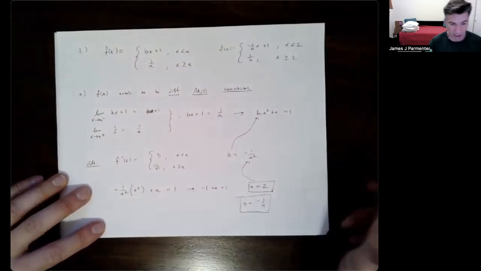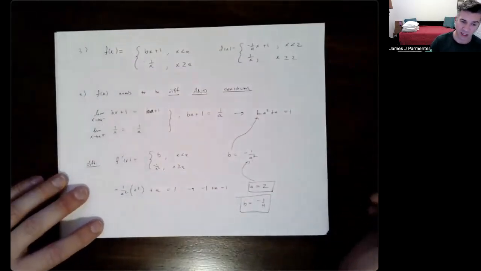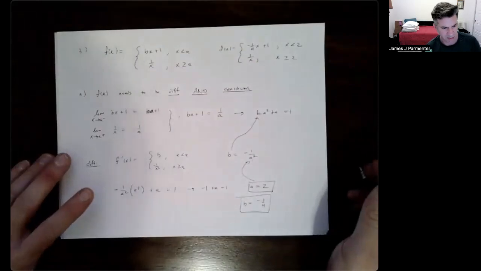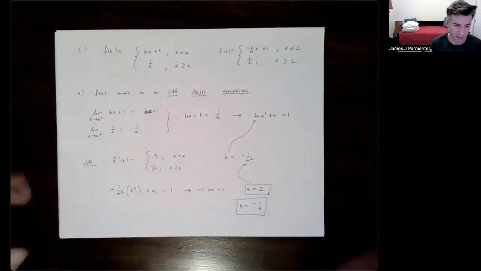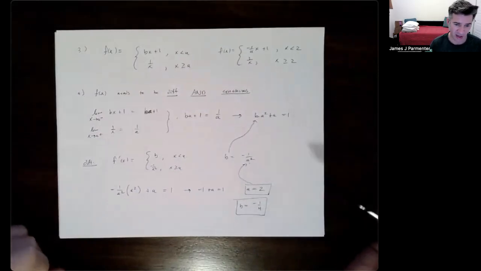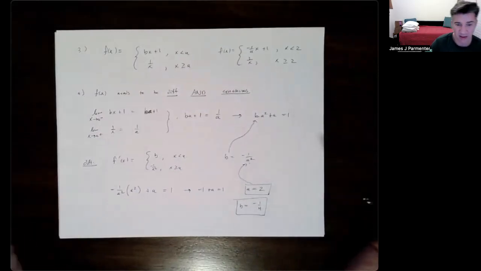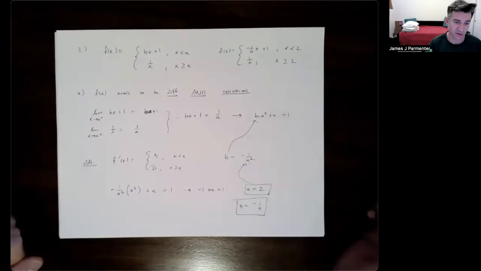And then for part B, it says assume the values of A and B obtained in part A. I feel like the language there is not exactly perfect, but it's fine. Assume the values of A and B obtained in A are correct, I guess. Sketch the graph of the function f using the first derivative.